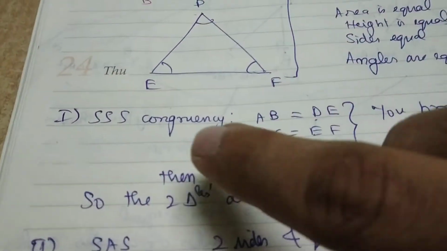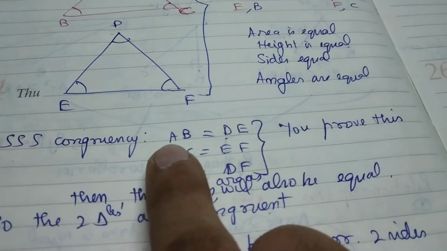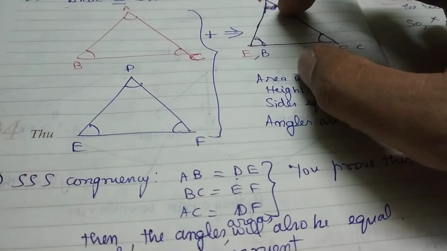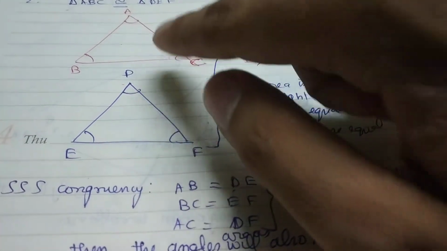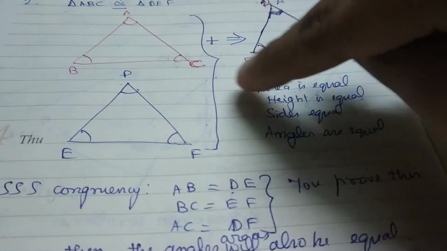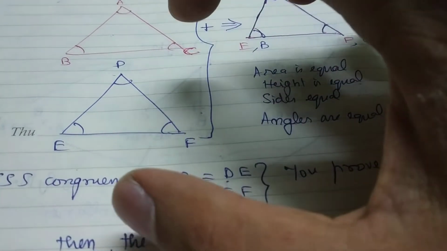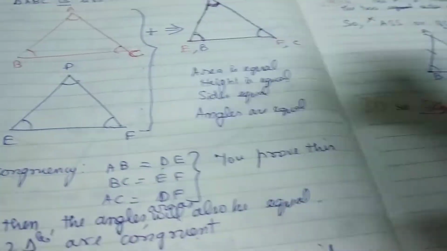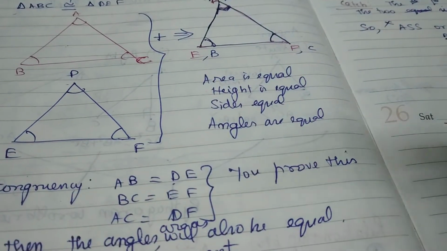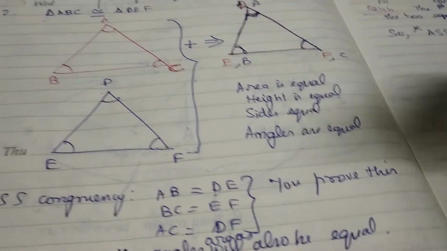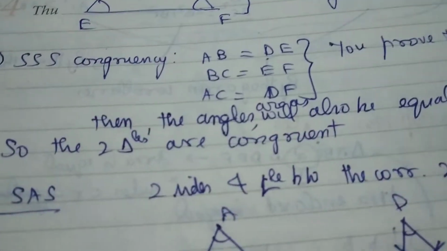In order to prove the congruency, the first sufficient condition will be all the three sides are equal. If all the three corresponding sides of the triangle are equal, then that means AB is equal to DE, BC is equal to EF, and AC is equal to DF. Then the two triangles are congruent. That means all the angles are equal, all the heights are equal, and area is also equal. So this is SSS congruency.